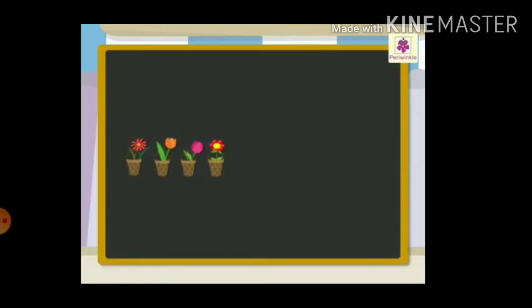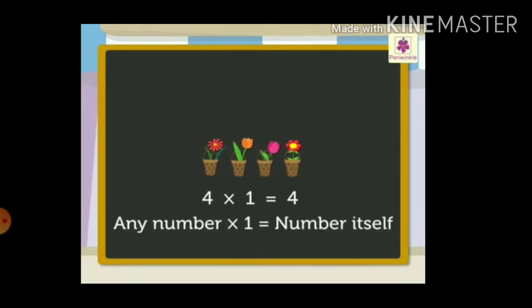Here, there are 4 baskets and 1 flower in each. Now, 4 into 1 is equal to 4. So, here we multiplied the number 4 by 1 and we got the answer as 4. That is the number itself.